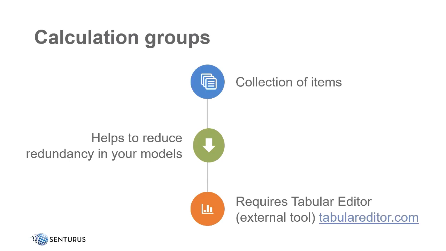Well, if you've got 5 of those, do you really want a data set that has 45 calculated measures in it? This starts just getting difficult to manage, difficult to maintain, difficult to find. So, one thing that I have found that really helps is calculation groups.